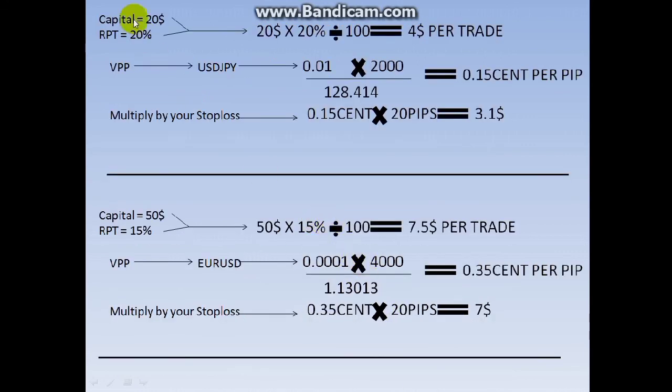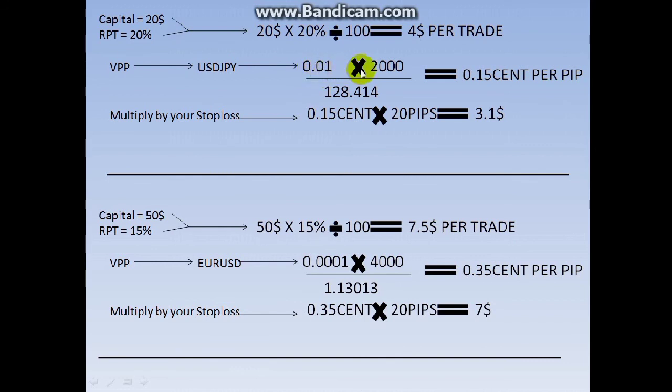Now for Japanese yen pairs, we have the same thing. We have a $20 account, risk per trade 20%, okay? So that will be $20 times 20% divided by 100, so that will be $4 per trade, okay? Now the Japanese yen tends to vary. Sometimes it's going to be lower than the value of the pips on EUR/USD, okay? Remember the yen pairs are quoted to 2 decimal places, right?